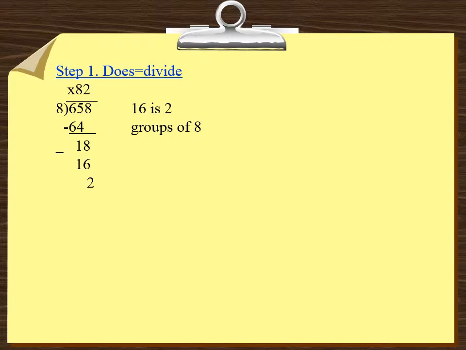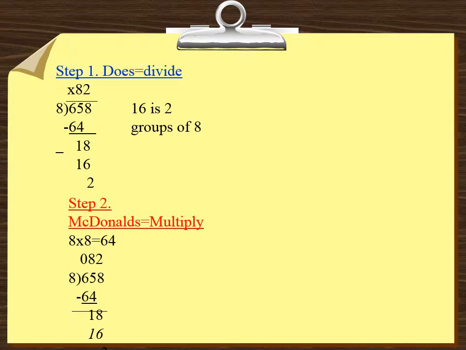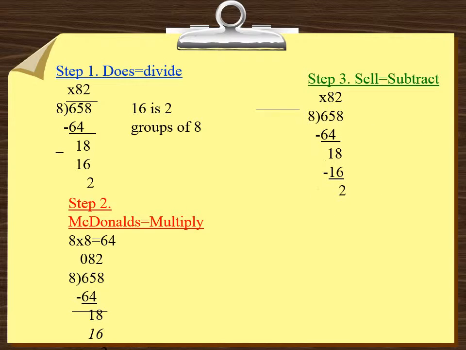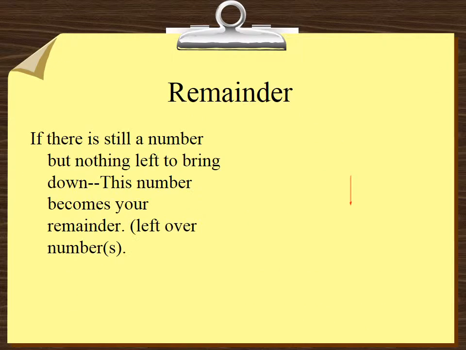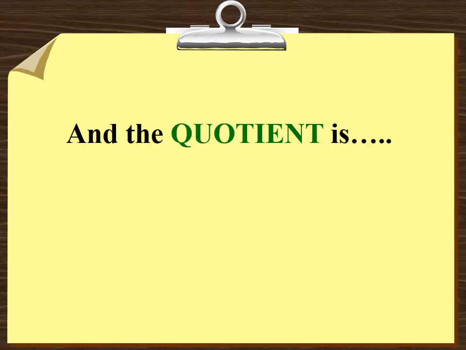These are the steps that we did in this problem. Does equals divide. McDonald's equals multiply. Sell equals subtract. Cheese equals check. And burgers means to bring down. If there's still a number but nothing left to bring down, this number becomes your remainder left over. In this case, it's 2. And the quotient is 82, remainder 2.